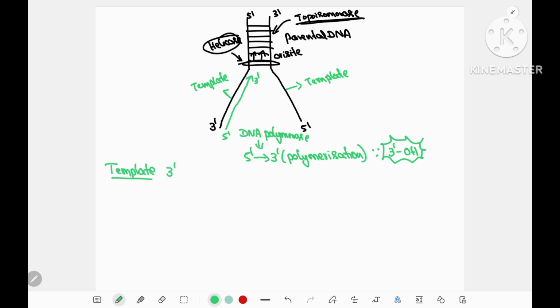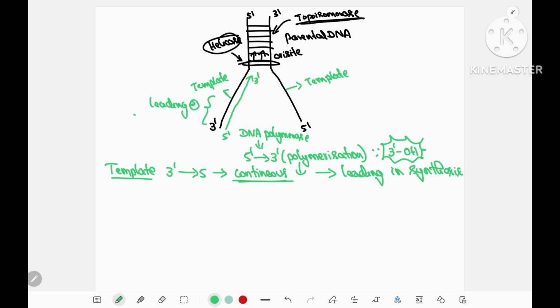So on the template which is running in the 3' to 5' direction, the process of DNA polymerization will take place continuously in the 5' to 3' direction. So the process will be faster. That's why this is called the leading strand, or it is also referred to as the continuous strand. There is no interruption during the synthesis of DNA on the template having the polarity 3' to 5'. Whereas the opposite strand has some complexity because it has the polarity 5' to 3'.